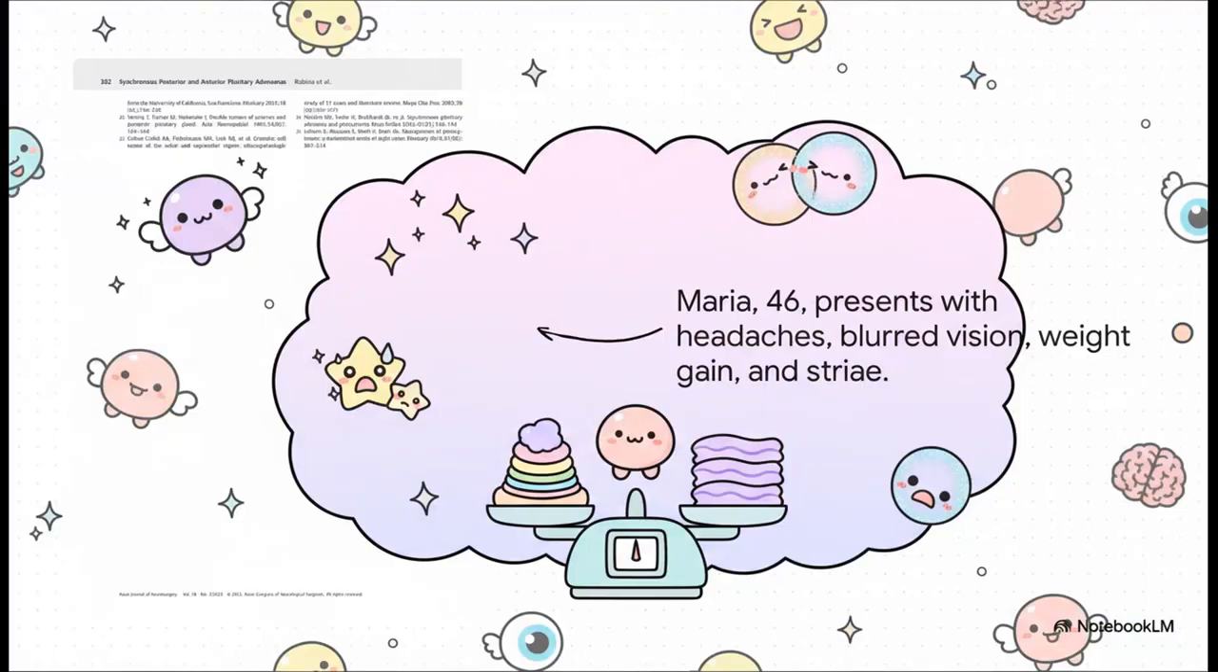So, to guide us, let's start with a clinical scenario. I'd like you to meet Maria. She's 46 and she's come into the clinic with a 9-month history of these persistent headaches and some blurred vision. She's also noticed she's gained a significant amount of weight and has these new kind of purplish stretch marks on her abdomen. Maria's story is going to be our clinical anchor as we explore the mechanisms behind her symptoms.